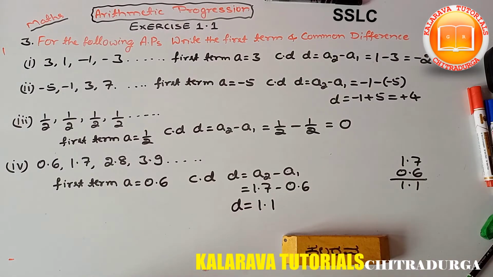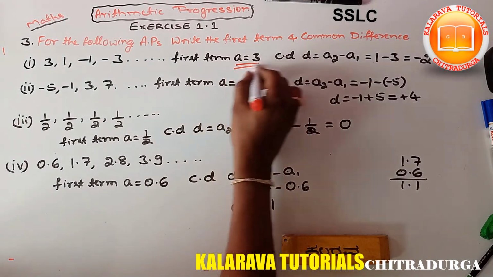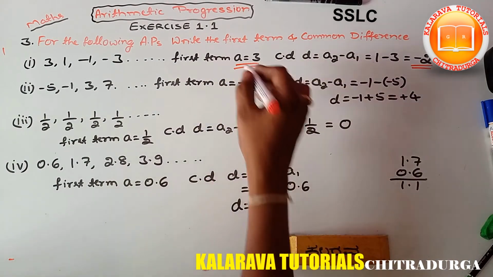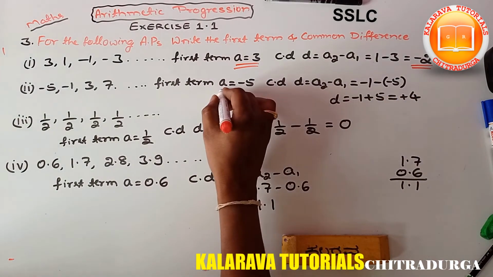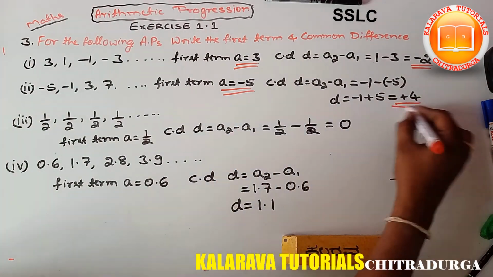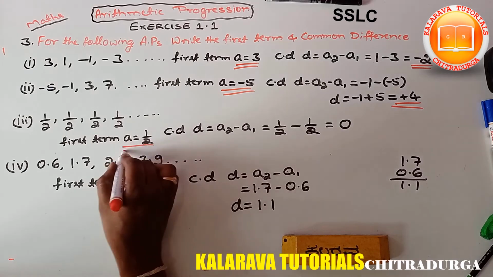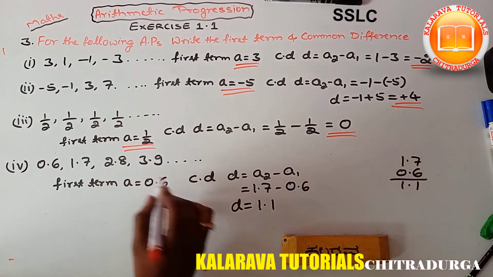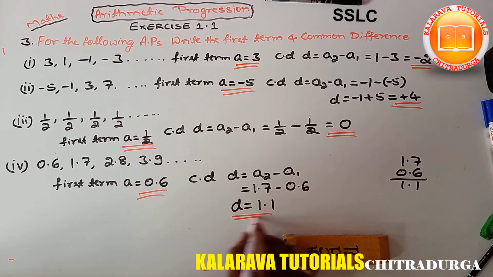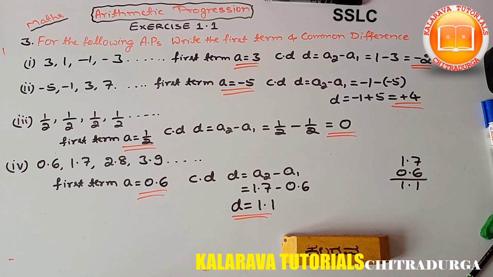So in this way we have to find out the first term and the common difference. For the first problem, the first term is 3 and the common difference is minus 2. In all the problems you write the first term and the common difference.